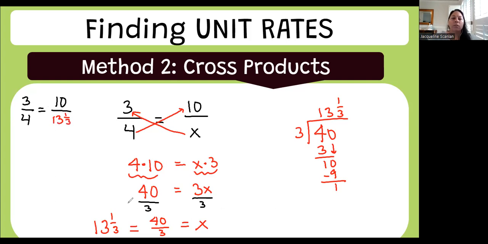Our numbers in math aren't always nice and neat. We don't always get whole numbers. You shouldn't be afraid of that. It shouldn't scare you to think you've done something wrong. And that's an example of how you use cross products.